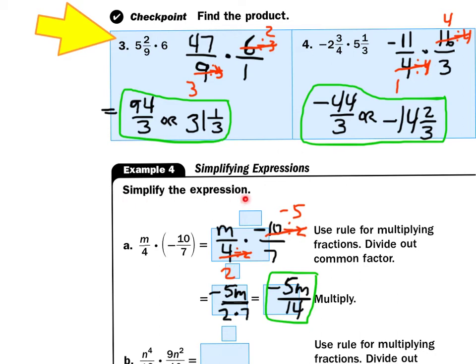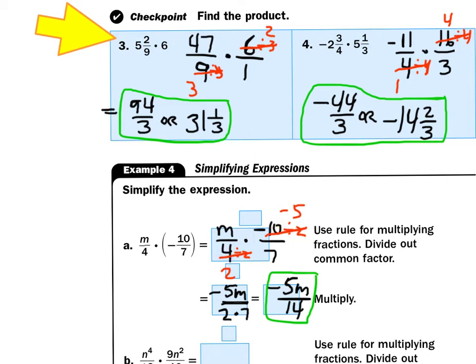Okay, now we can of course use all this stuff in algebra as well. So take a look at example A. M over 4 times negative 10 over 7. So I wrote it M over 4 times negative 10 over 7, and I looked for common factors.